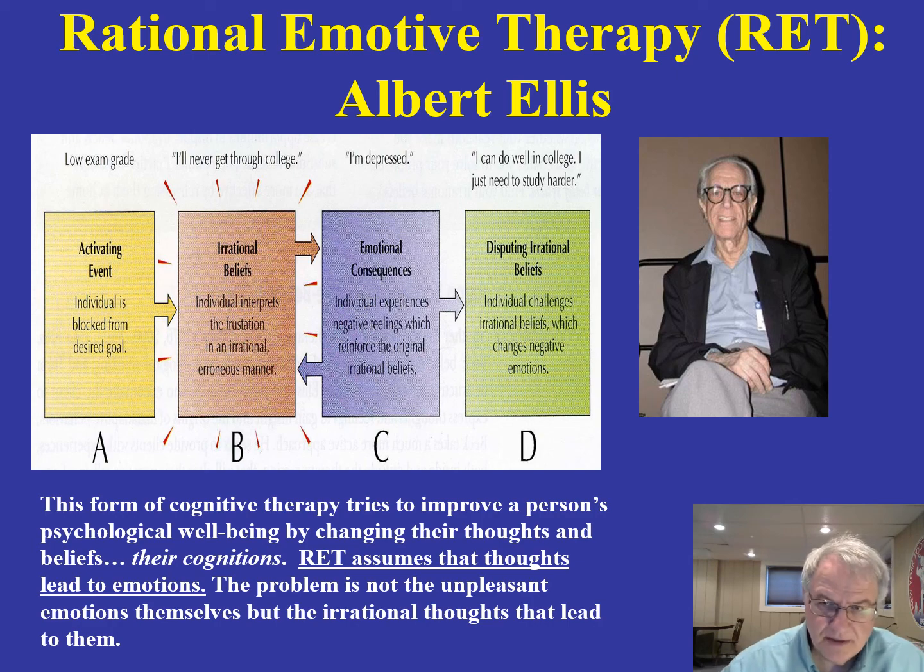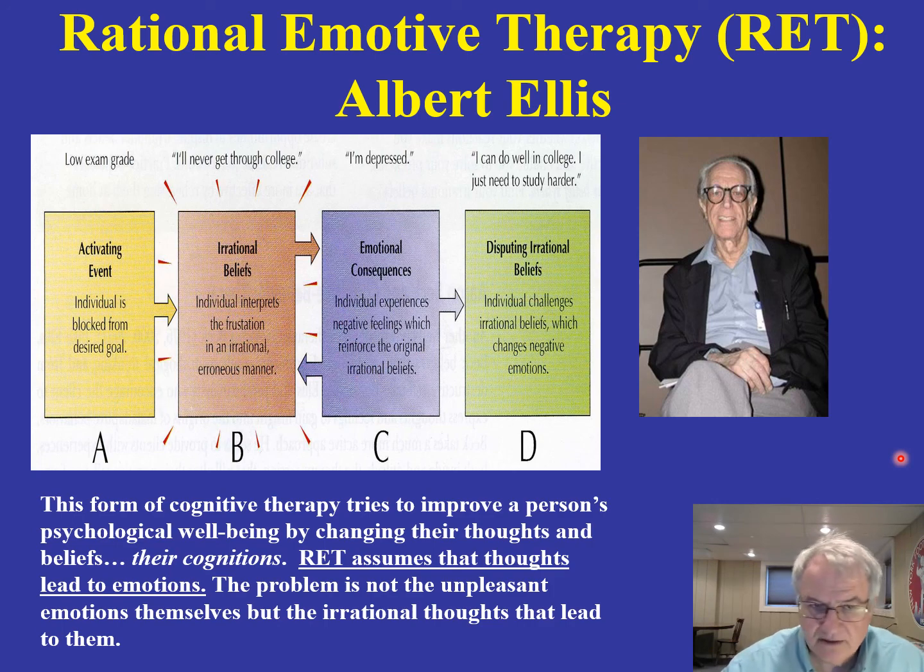Another form of therapy that's become very popular is RET, Rational Emotive Therapy, developed by Albert Ellis some years ago. If you examine what Ellis calls the A, B, C, D of therapy, it's a form of what we call cognitive therapy. We want to try to change the thinking, which is often irrational. We want to change those thoughts and beliefs, change cognitions. RET assumes that those thoughts lead to emotions. So the problem really is not the unpleasantness of the emotions, but rather the irrational thoughts that lead to them.